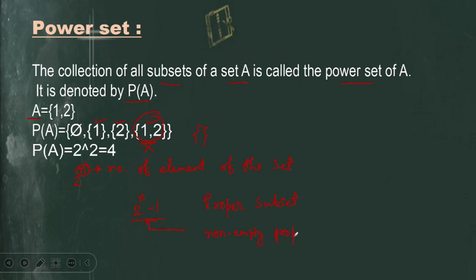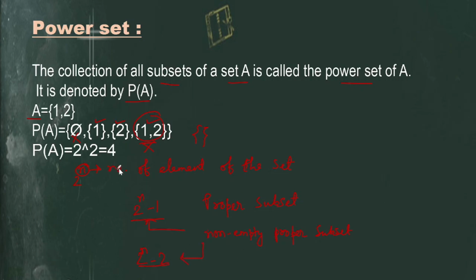proper subset, then the formula would be what? 2 to the power n minus 2, because if you are writing proper subset, you are excluding the set itself. Non-empty means what? The empty set should be excluded here. So phi and the set itself should be excluded. That is why 2 to the power n minus 2.